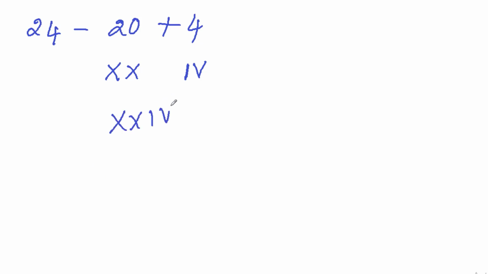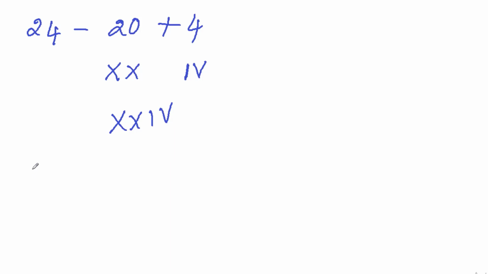For example, if it is 24, how can we do? It is 20 plus 4. For 20, how can I write? For 10, we know it is X. So, X and X. And for 4, how can I do? It is V, and before that I have to put 1. So, if I am writing it together, this is 24.